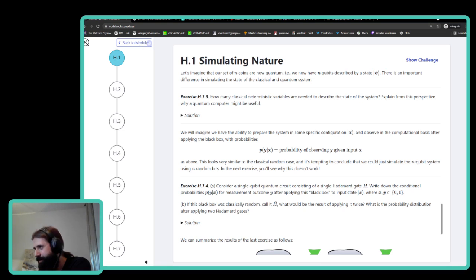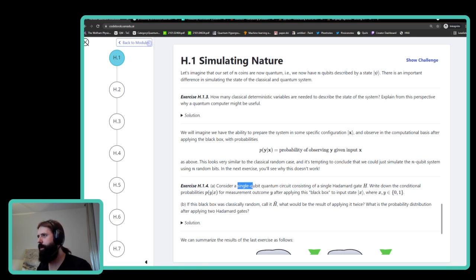Consider a single qubit quantum circuit consisting of a single Hadamard gate, conditional probabilities of Y given X for measurement outcome Y after applying this black box to input X. Okay, that's not that easy. Give me a second. Well, it's a single Hadamard gate. Sorry, you have a single qubit.